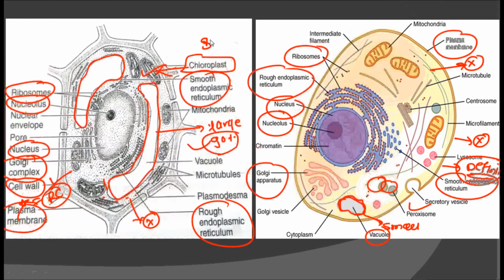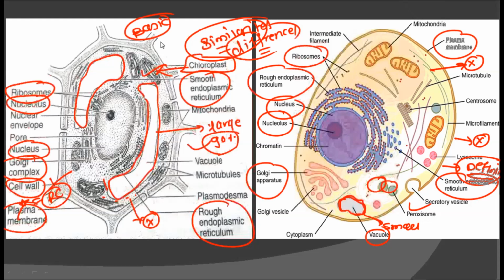So there are many similarities between the plant cell and animal cell, and at the same time there are some differences between the plant cell and animal cell. So you should note down the differences and the similarities carefully, because most of the time these basic questions are asked in the MCQ examinations.